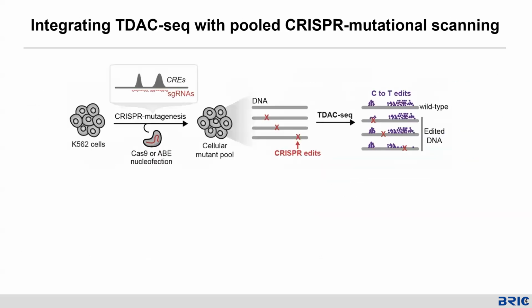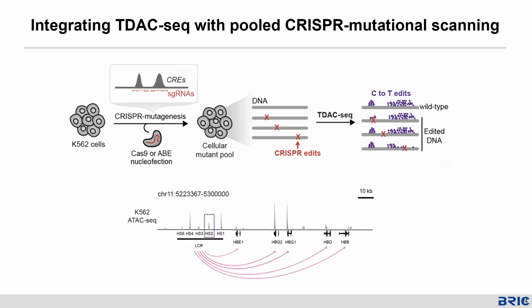So far, I've shown TDAC-seq coupled with CRISPR perturbation using a single guide. And our next application was to integrate TDAC-seq with pooled CRISPR mutational scanning. So first, cells were transduced with a pooled guide RNA library tiling the target cis-regulatory elements. Next, either Cas9 or ABE base editor was electroporated to generate a pool of mutant cells, each containing different CRISPR perturbations. And then I performed TDAC-seq on this cell population to profile how these different edits affected chromatin accessibility at the targeted region in a high-throughput manner.